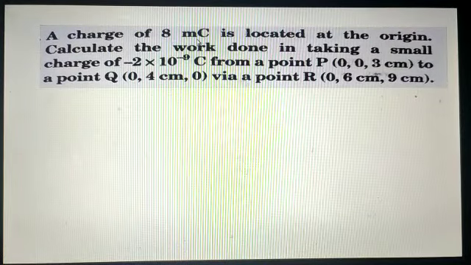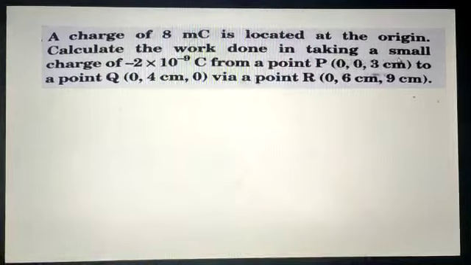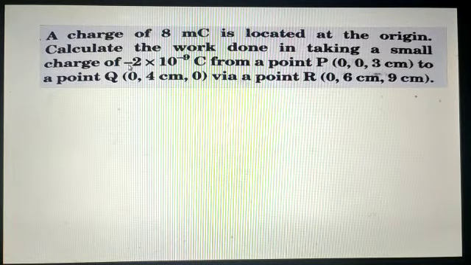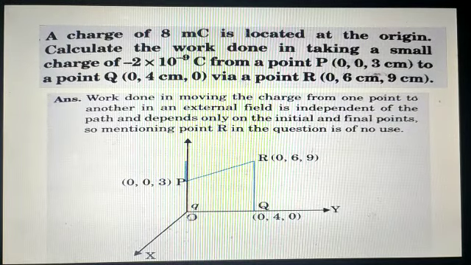A charge of 8 millicoulomb is located at the origin. Now you have to find out the work done in taking a small charge of -2 into 10 raised to the power -9 coulomb from the point P to the point Q through the point R. So you see here a charge Q of 8 millicoulomb, that is 8 into 10 raised to the power -3 coulomb, is given, and a charge -2 into 10 raised to the power -9 coulomb is to be moved from the point P to the point Q through the point R. Now we know that the work done is calculated by the charge into the potential difference. We have derived the relation earlier also.